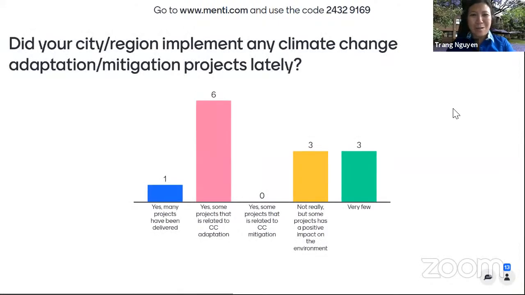Excellent. So let me also explore a little more about other cities, about whether your city has implemented work related to climate change adaptation and mitigation. So yes, mostly people say some projects related to climate change adaptation, with very few related to mitigation.